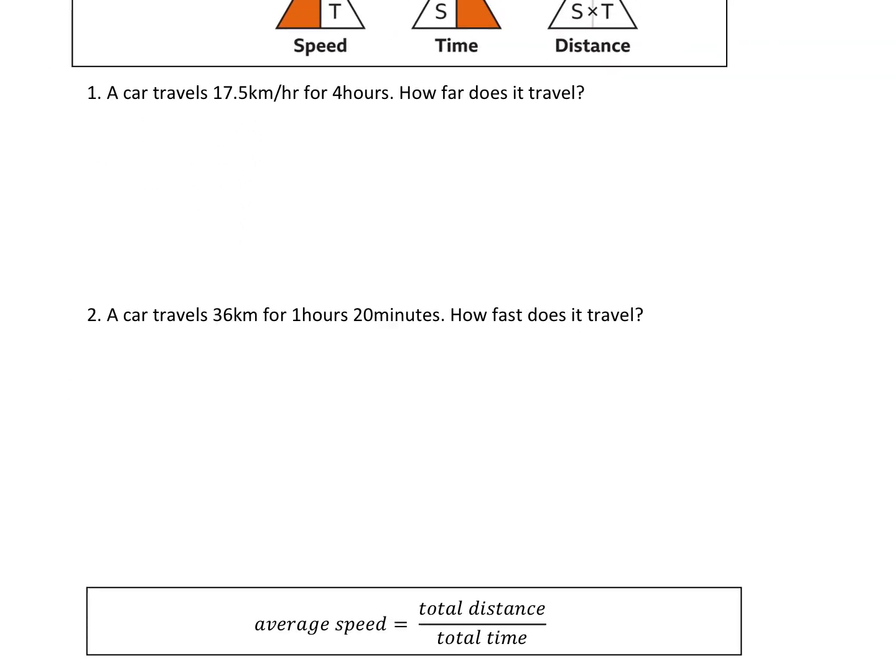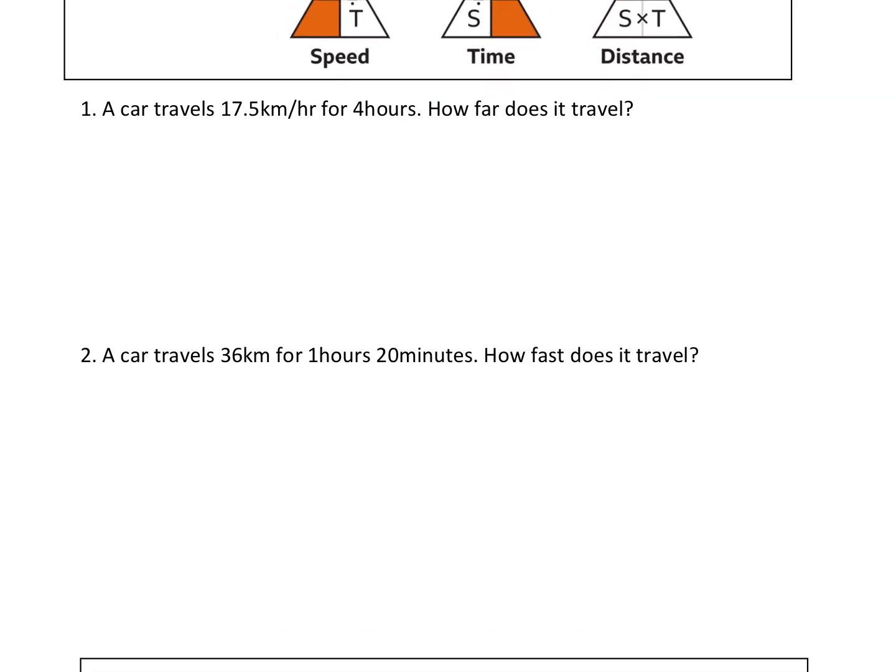You can pause the video and have a go at example 1 and 2 if you're revising. If not, I will take you through how to do this. A car travels 17.5 kilometers per hour for 4 hours. The 17.5 kilometers per hour is a speed, and the 4 hours is a time. And we want to work out how far it travels, which is a distance.